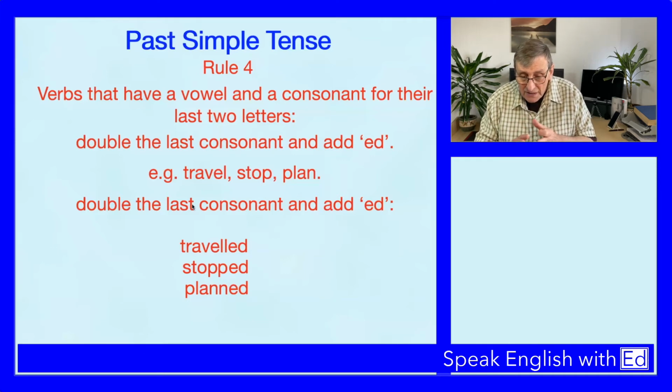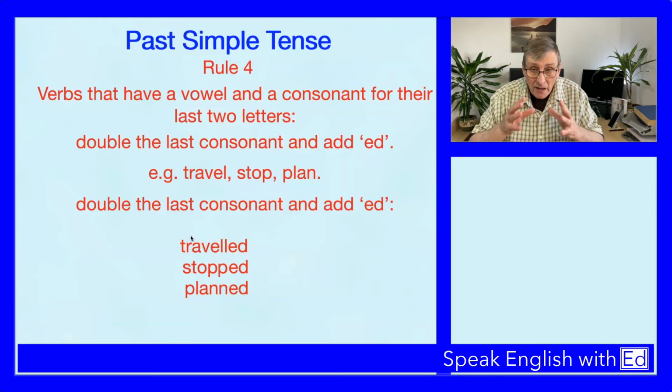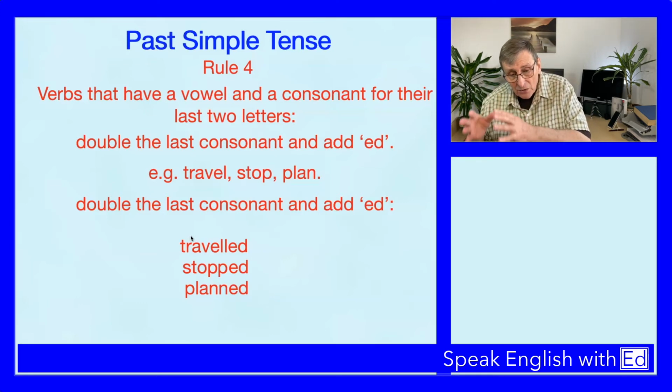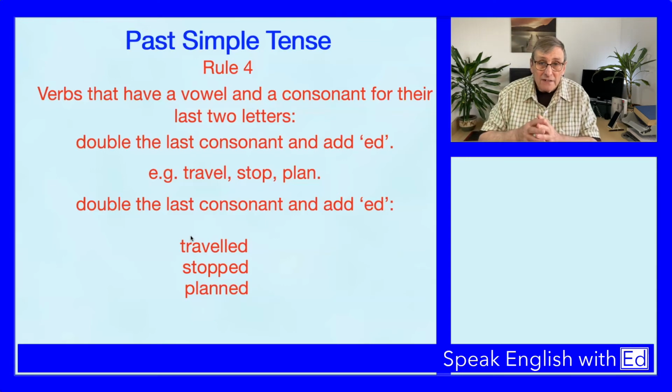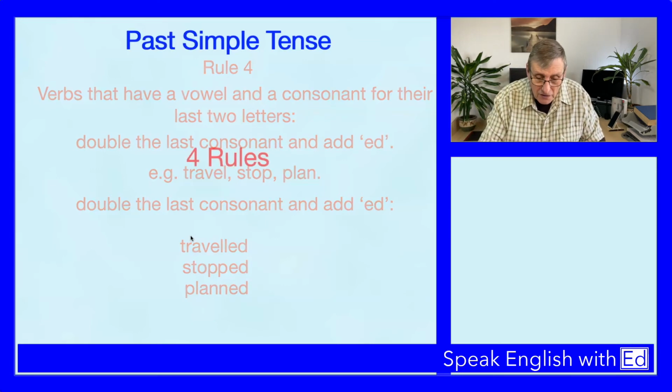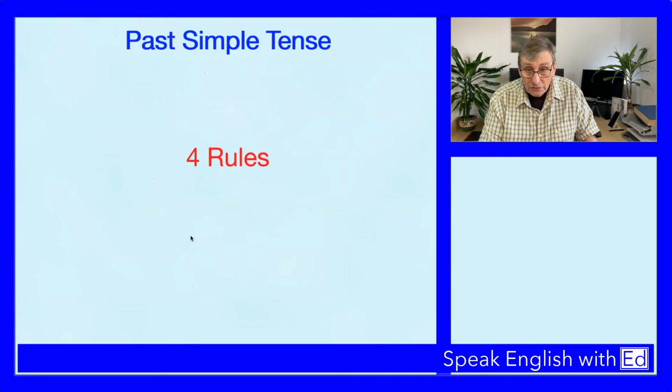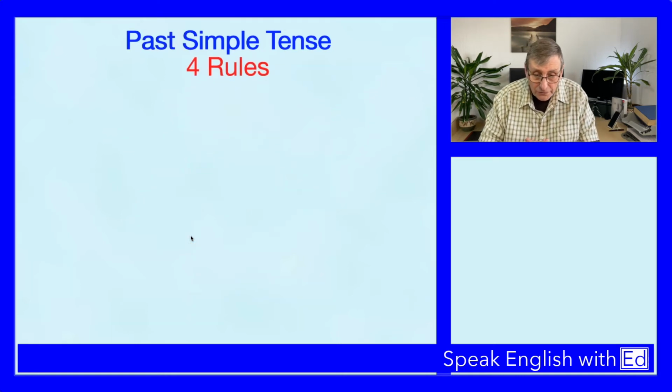We've got travelled, stopped, and planned. Each one of these has had the last letter, L, P, and N, doubled. So there are two L's, two P's, and two N's in the past tense. So that's the 4 rules to make a verb into the past simple tense. They're the 4 rules. Let's just have a reminder of the 4 rules.